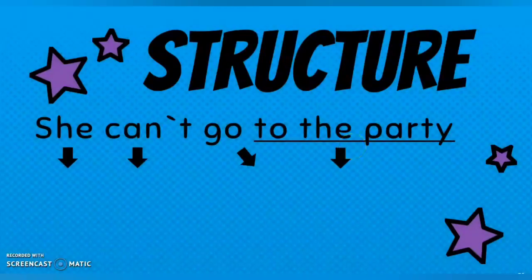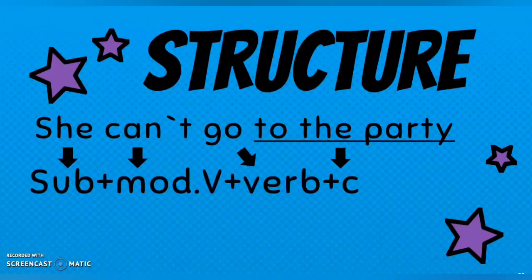Well, now, the structure of the negative of can, that is can't. She can't go to the party. Ella no puede ir a la fiesta. Subject, she. Can't is the modal verb. Go is the verb, the main verb. To the party, here is the complement.